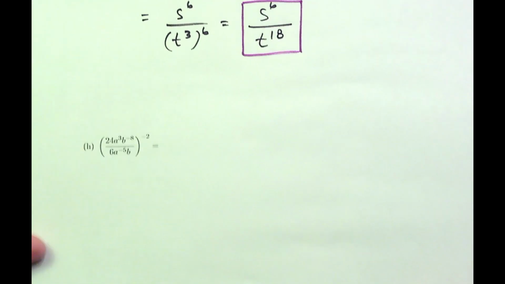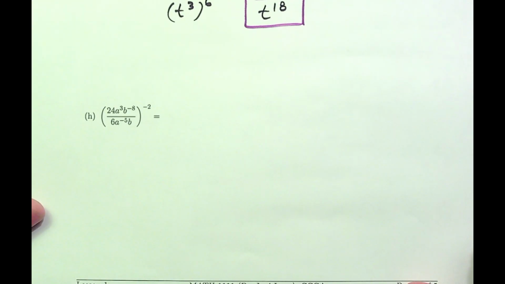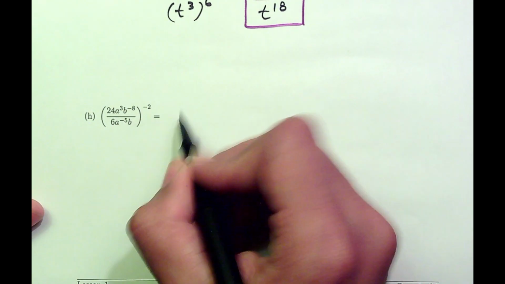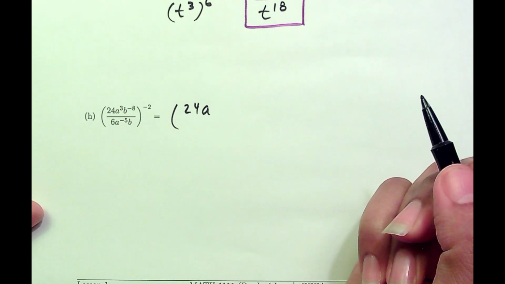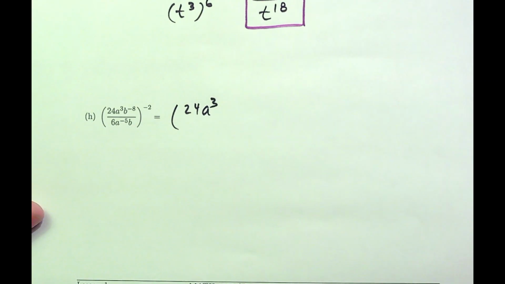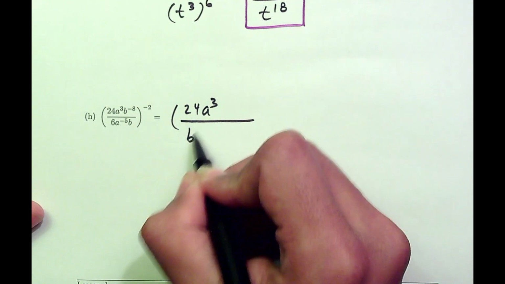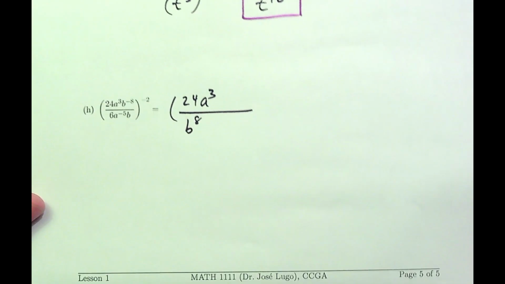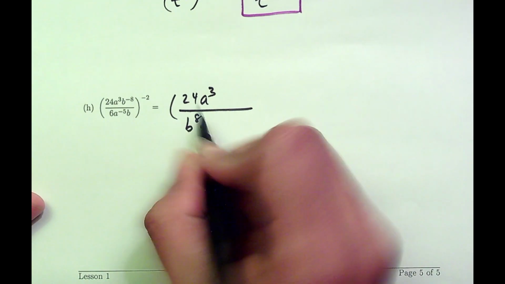Okay, now let's compare notes. Okay, first, things that have negative exponents migrate. So these would be 24. That 24 doesn't have a negative exponent, so it stays on the top. The a to the third, well, 3 is positive, so it doesn't move anywhere. The b to the negative 8, though, that's a negative exponent, so you have to move that to the bottom. So b to the 8 on bottom.